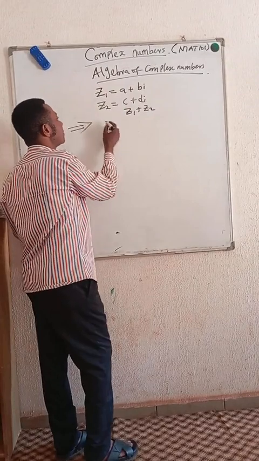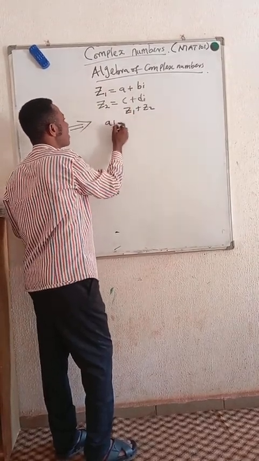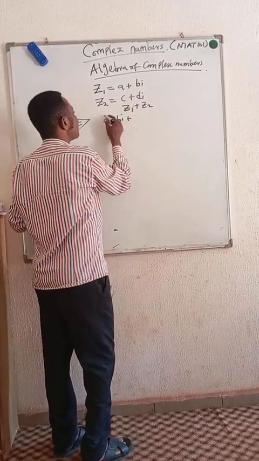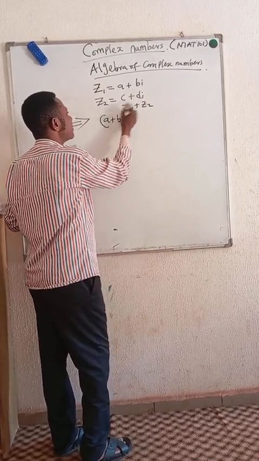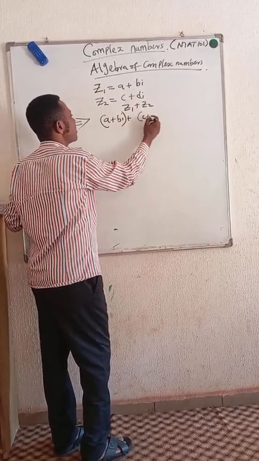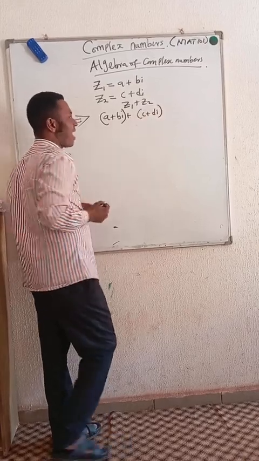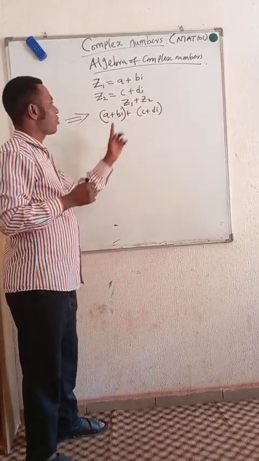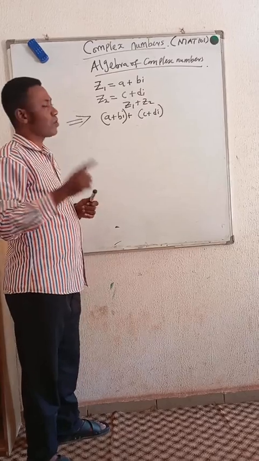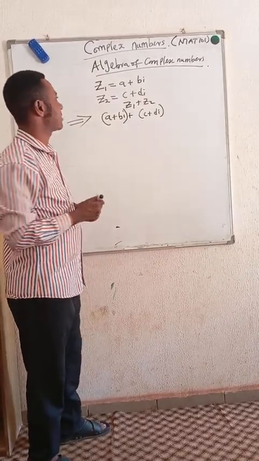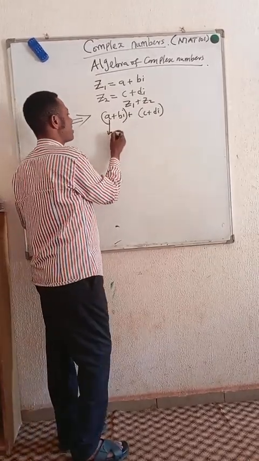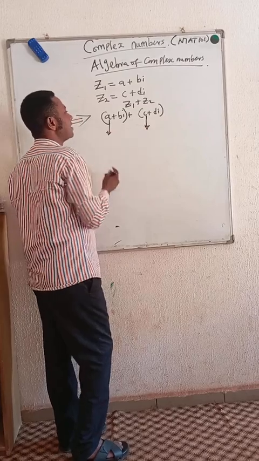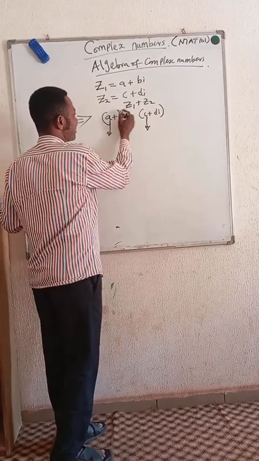Here, my z1 is a plus bi, and z2 is c plus di. Now, if you are adding these, you will need to add the real parts first before you add up the imaginary parts, like what I told us yesterday in the first class. Here, a is the real part, and c is the real part. Then the imaginary part here is bi.